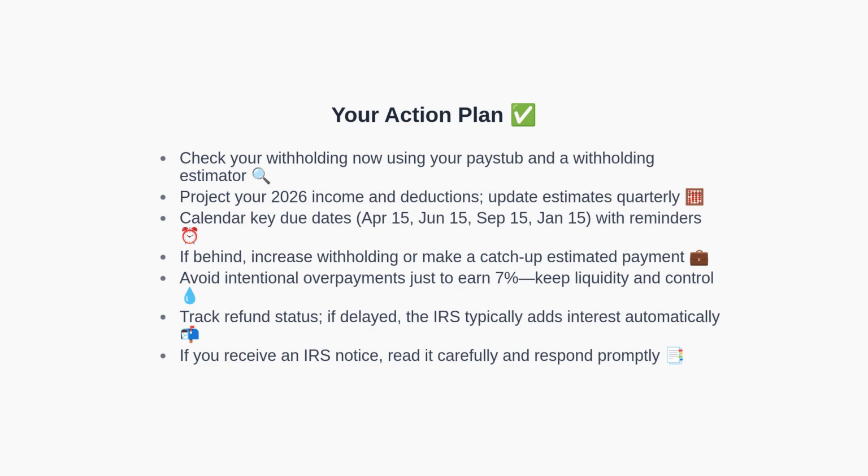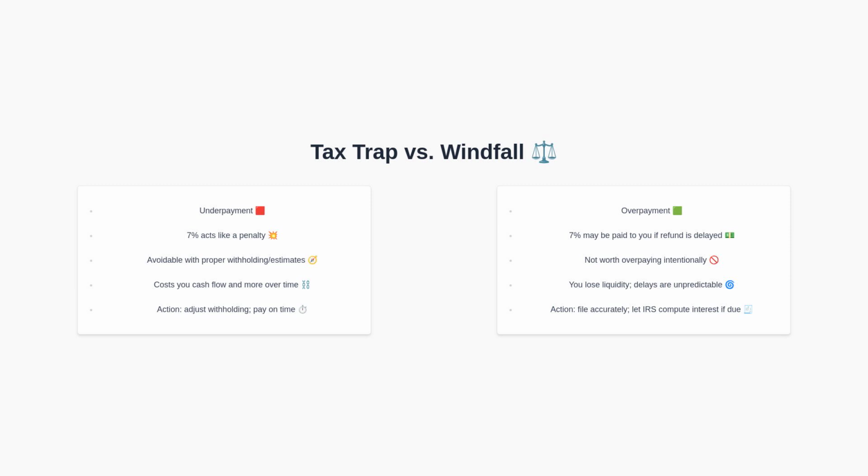Next, let's contrast underpayment and overpayment side by side. On the left, underpayment. The 7% functions like a costly, mandatory charge. It is avoidable with accurate withholding and estimated payments, and if ignored, it erodes your cash flow over time. On the right, overpayment. You might receive 7% interest if your refund is delayed, but that does not justify intentionally overpaying. The liquidity you surrender and the uncertainty on timing make it unattractive.